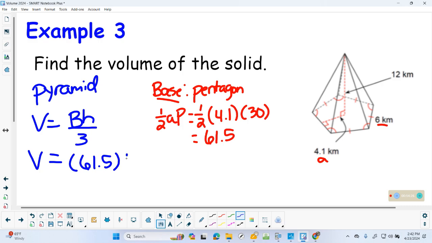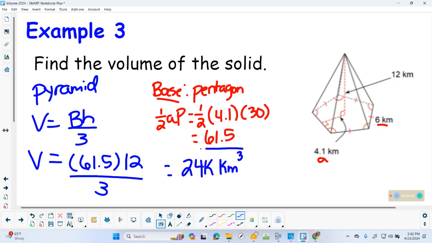How tall is the pyramid? 12. Thanks, Ben. And because it's a pyramid, this is over 3. Prism is not over 3. Pyramid is. All right, punch that in. What do you got? 246. I like it. Kilometers cubed. There we go.